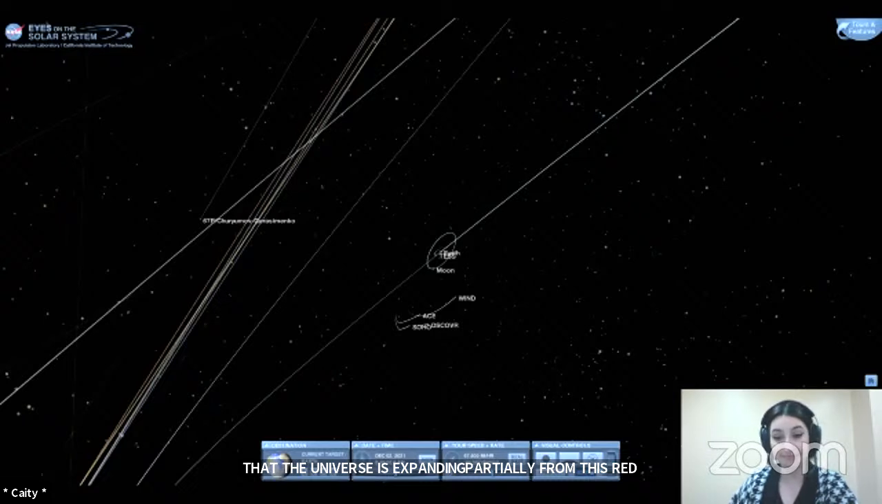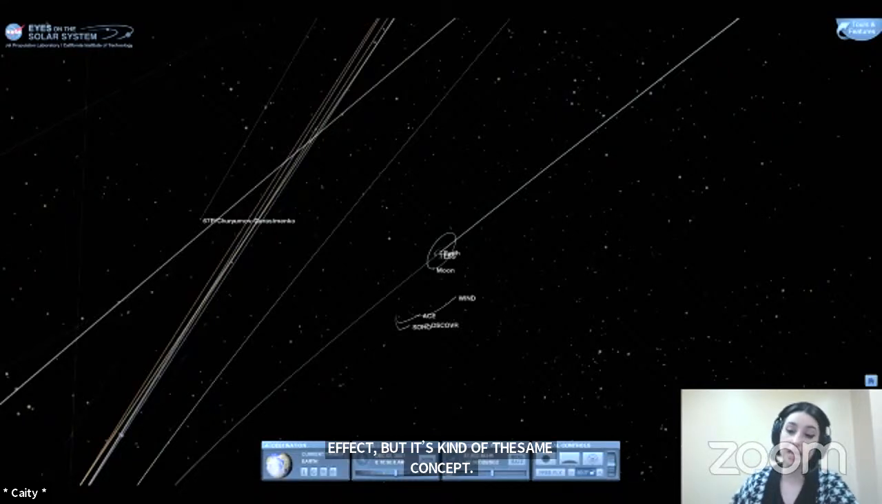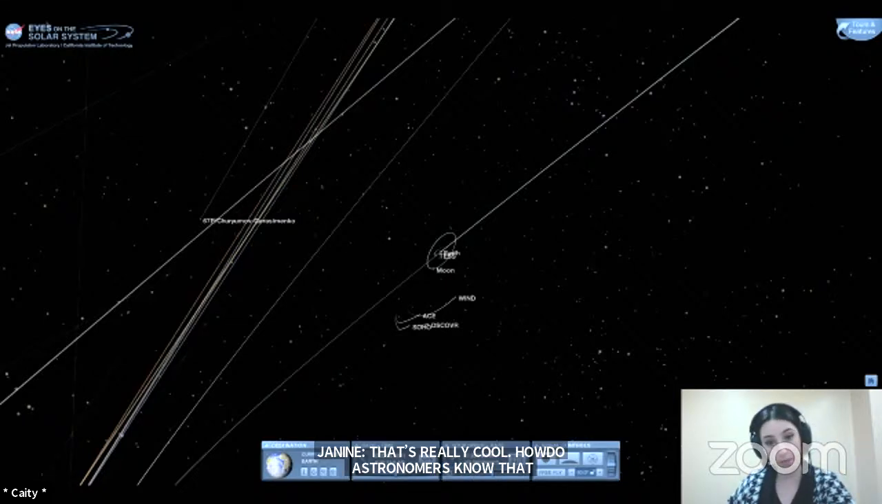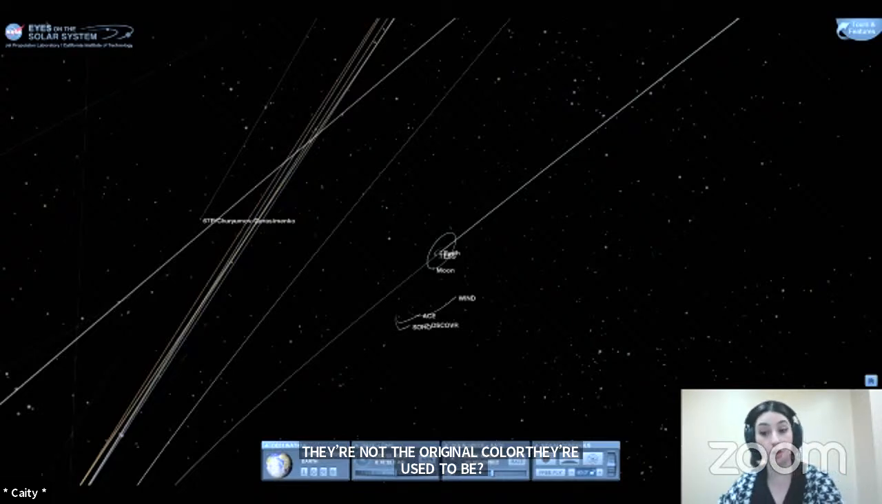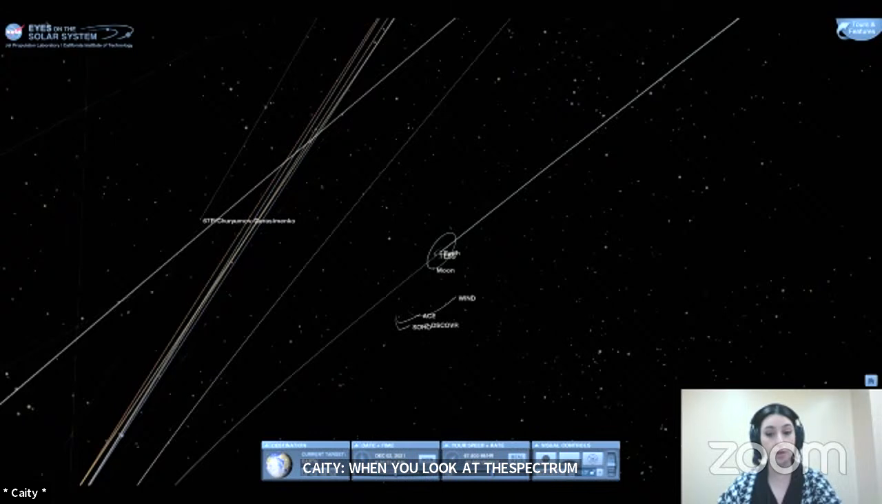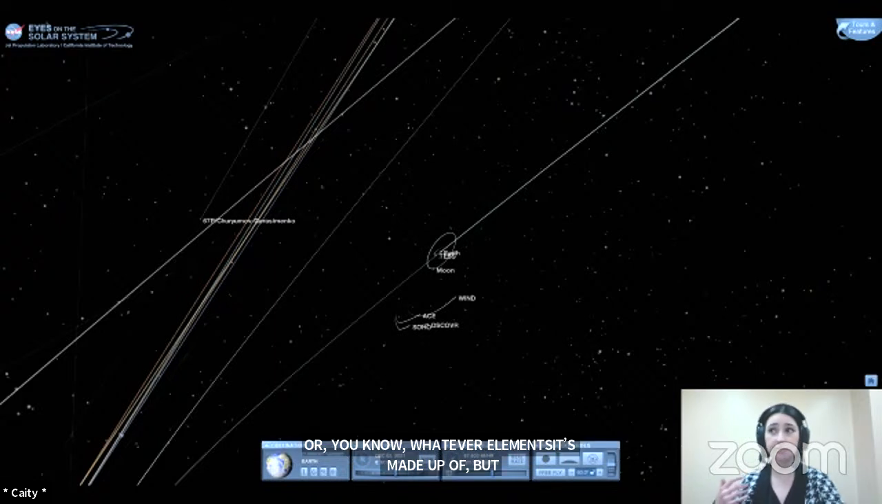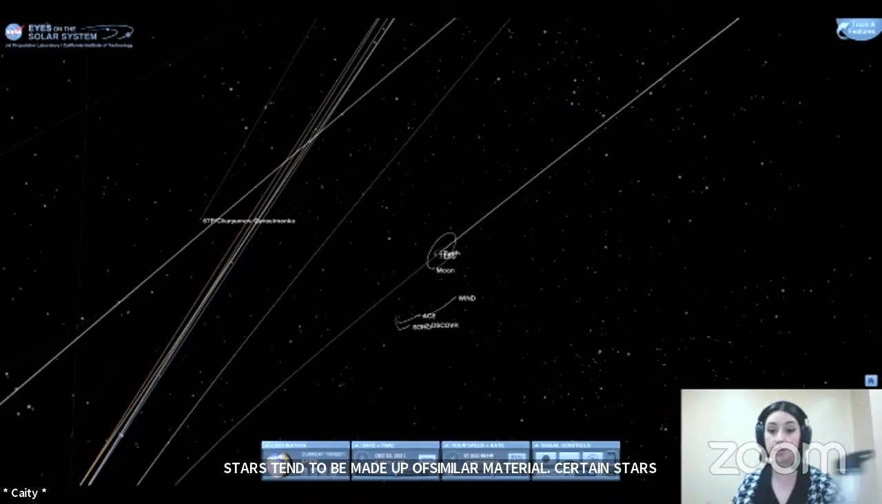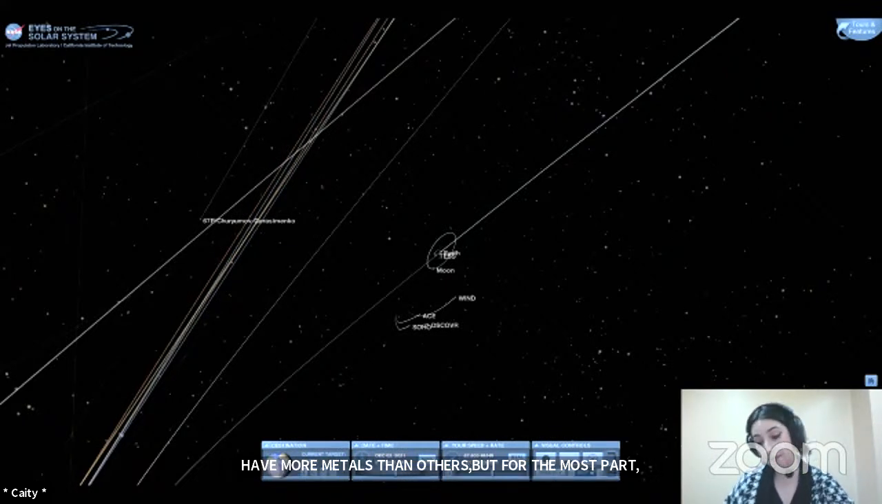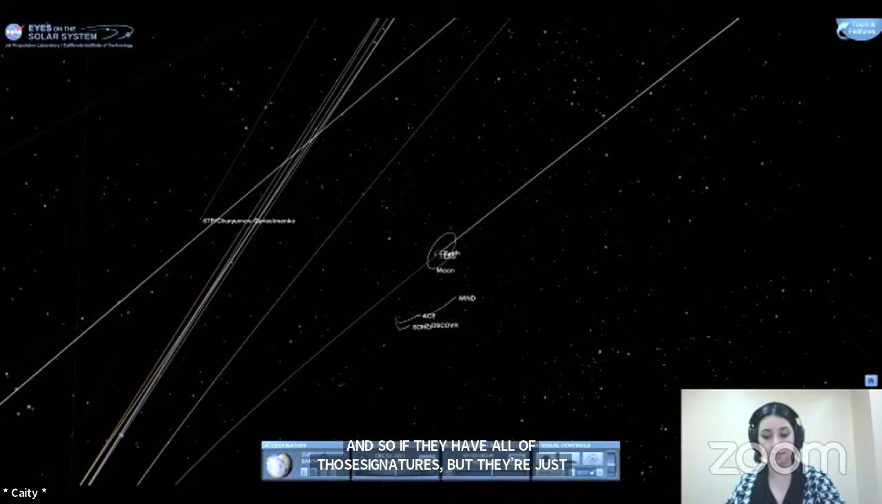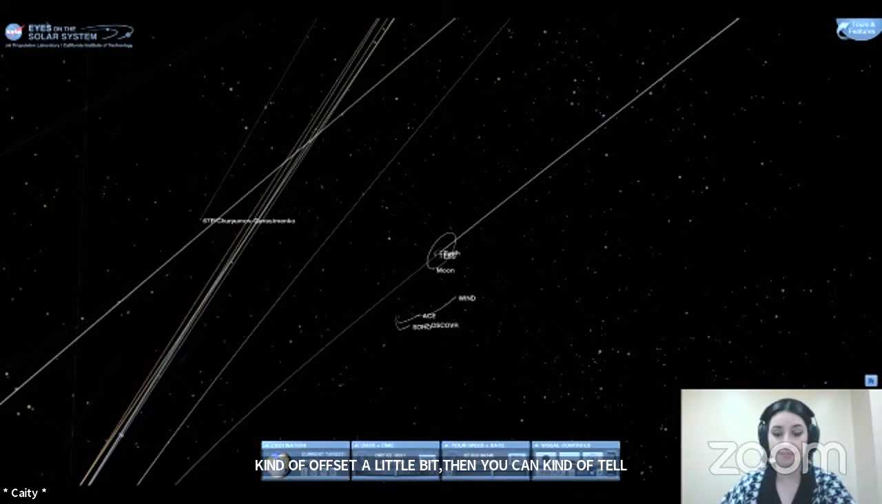That's really cool. How do astronomers know that those aren't the original colors they're supposed to be? How do they know that they're bluer or redder than they should be? Yeah, so when you look at the spectrum of an object, it might show the signatures of hydrogen or helium or whatever elements it's made up of. But stars tend to be made up of similar material. Certain stars have more metals than others, but for the most part, astronomers know what signatures should show up. And so if they have all of those signatures, but they're just kind of offset a little bit, then you can tell that it's moving away or toward, depending on which way they're offset. So the pattern is all the same, it's just not in the right place.